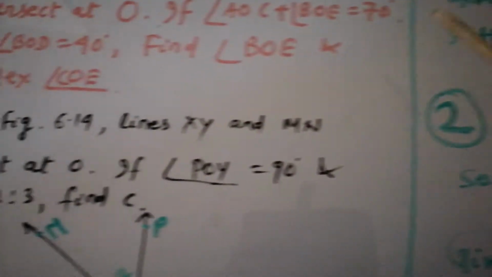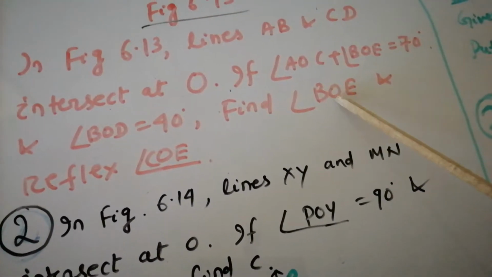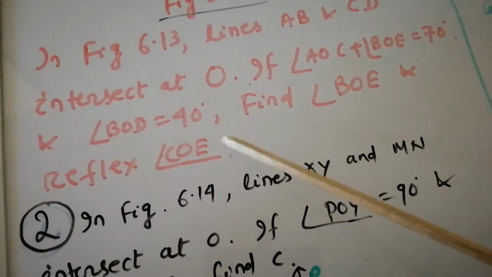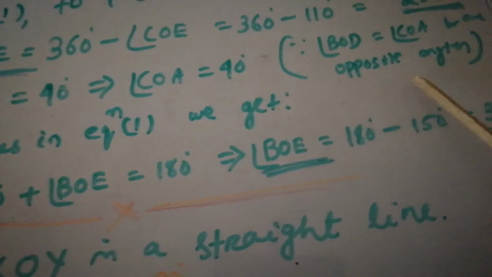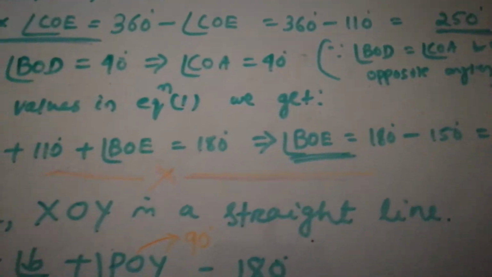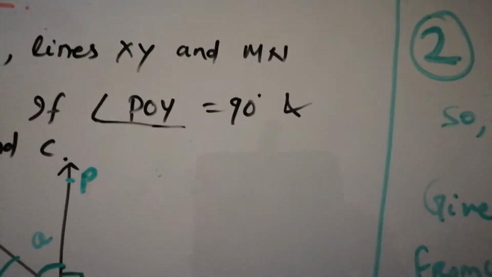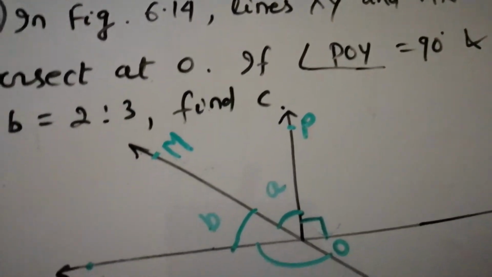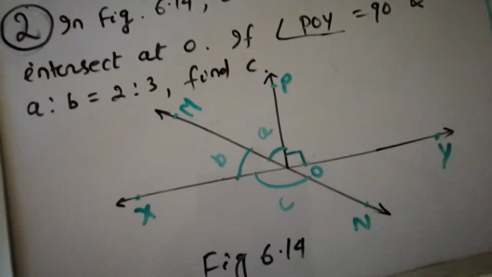Okay. So what is the question? Find angle BOE and reflex angle COE. So reflex angle COE is 250 degree and angle BOE equal to 30 degree. Fine. So this way question number 1 is solved. Now we will move forward to question number 2. Take a look here.